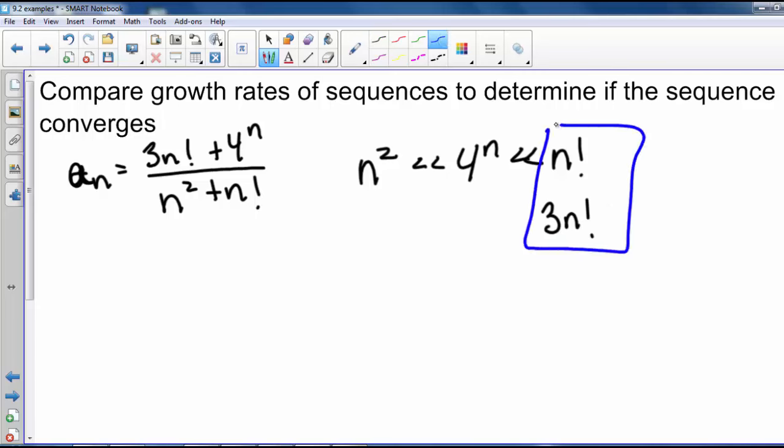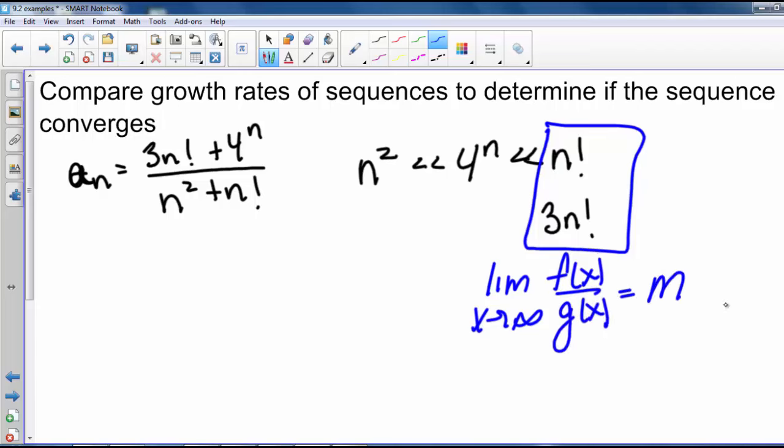class because if you remember from Calculus 1, if the limit as x goes to infinity of f of x over g of x equals a constant, then they're in the same growth rate class. So n factorial is our largest growth rate term.